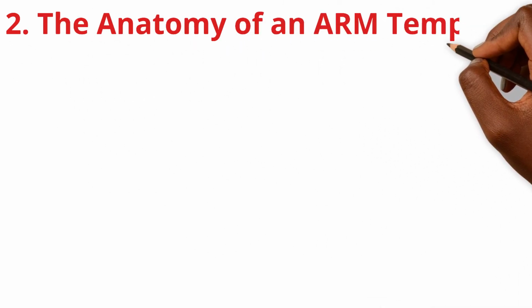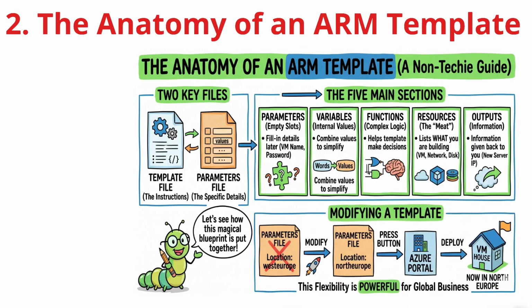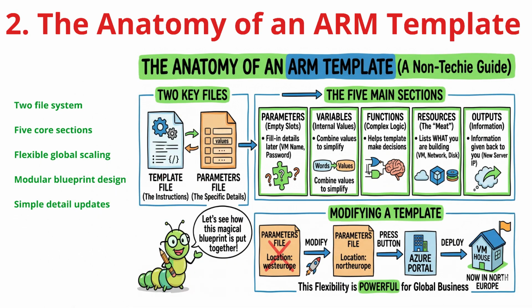Think of an ARM template like a floor plan for a house. Instead of one confusing document, it's organized into two key files: the template file, which contains the master instructions, and the parameters file, which holds the specific details like names and locations. Inside, the blueprint is divided into 5 rooms. Parameters are empty slots for your unique data. Variables simplify complex names. Functions handle the logic. Resources are the actual items you're building, and outputs provide the final details once the job is done. This modular design makes it incredibly easy to move your entire setup from one part of the world to another, just by changing a single line of text.